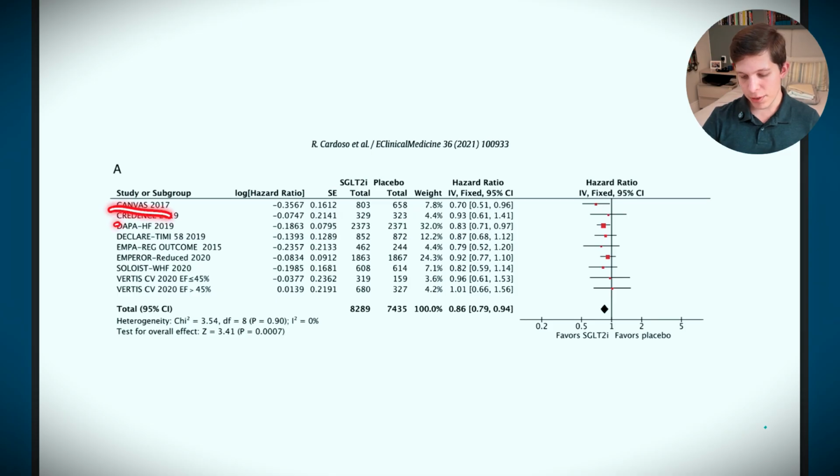These here are the individual studies. The studies Canvas 2017, Credence 2019, DAPA-HF 2019, etc. They're all studies that compared SGLT2 inhibitors against placebo. And you can see that here. There are the patients that were on SGLT2 inhibitors and the patients on placebo, okay?